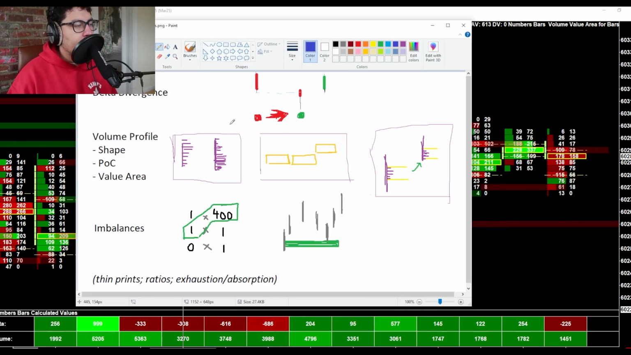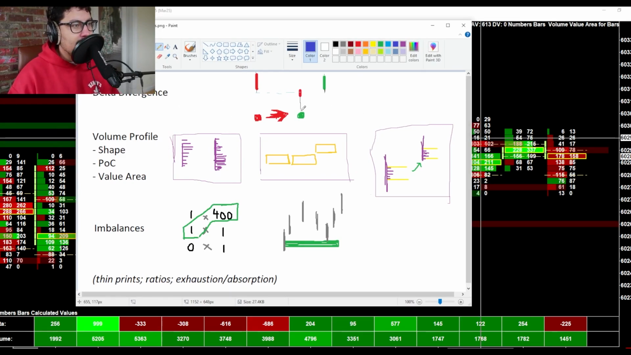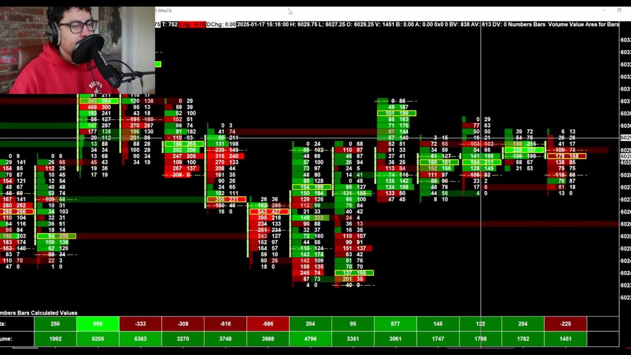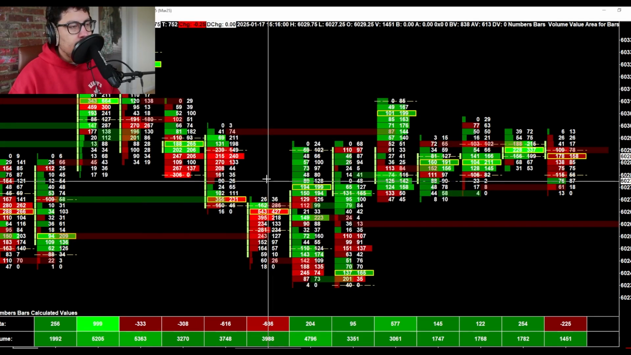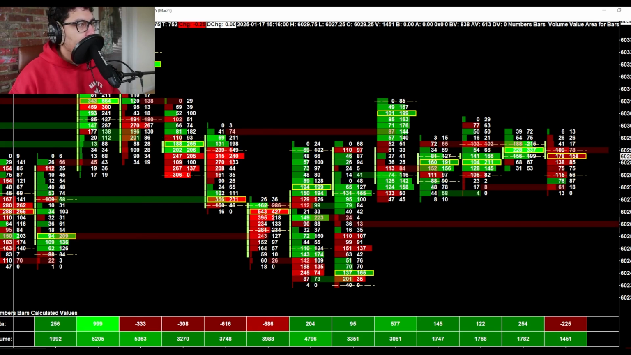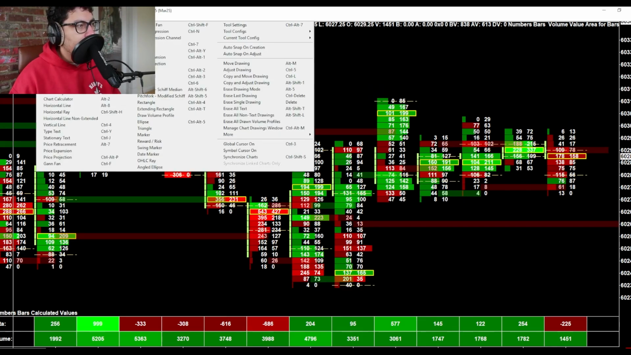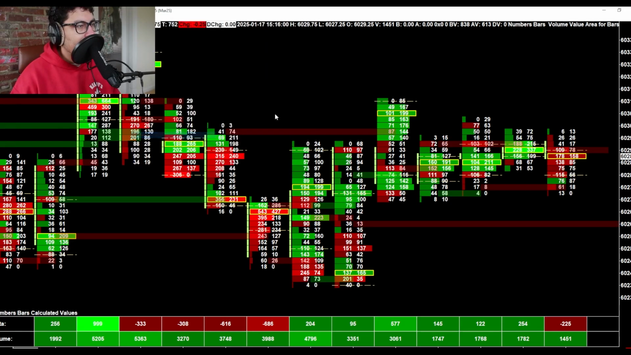The first thing we want to look at is the shape. And this one's a little less hard and fast, I guess. I don't know if I can free draw on this chart. So here's your bar, and the volume profile on this chart extends to the right of the bar.